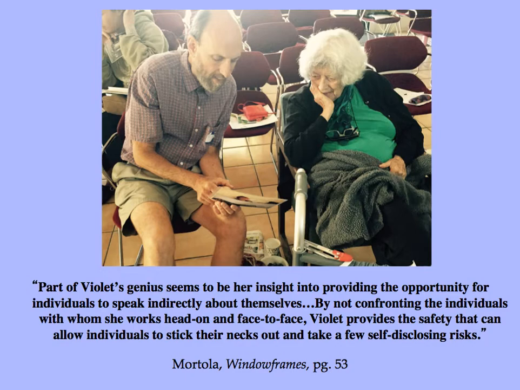So here's Violet and her son, Mahatma. Part of Violet's genius, I say, seems to be her insight into providing the opportunity for individuals to speak indirectly about themselves. These two folks aren't looking at each other, they're looking at this card. By not confronting the individuals with whom she works head-on and face-to-face, Violet provides the safety that can allow individuals to stick their necks out and take a few self-disclosing risks. I think that also is because she helps them play, and when you engage in play, all kinds of stuff happens, which we'll be talking about a couple weeks from now.